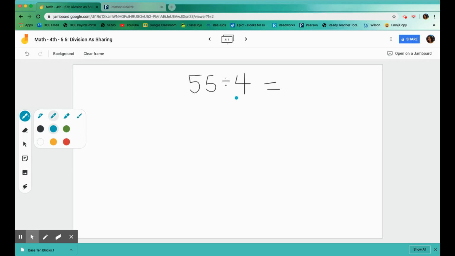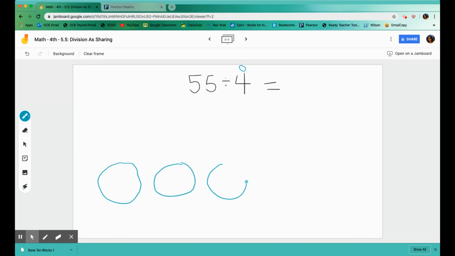As we talked about before, our divisor tells us how many groups, right? So we'll draw four groups. Next, let's focus on the number of items we have, which is shown by the dividend. So let's start with 5 tens. So we'll draw 5 sticks. And let's move on to the ones. We have 5 ones, so let's draw 5 dots.